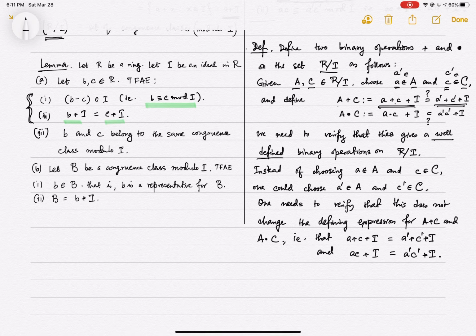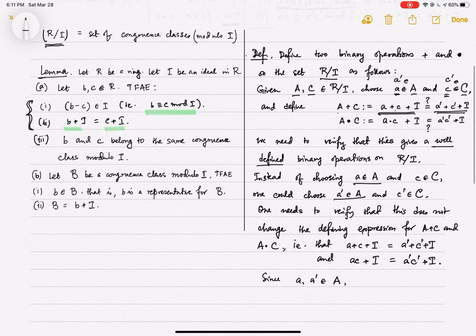But look, a and a prime are in the same coset capital A. Since a and a prime are in the same coset, they're in the same congruence class. Look on the left. If they're in the same congruence class, then they're congruent. So a is congruent to a prime mod I. And similarly, since c and c prime are in the same congruence class, capital C, same coset C, we have c is congruent to c prime mod I.